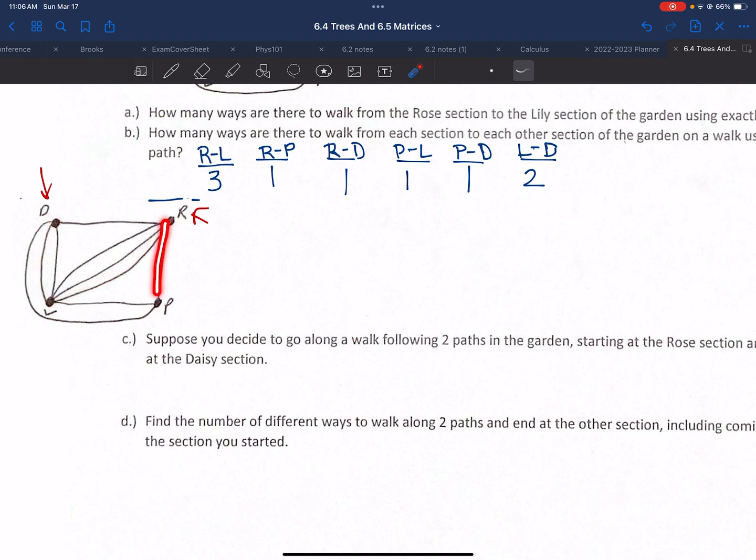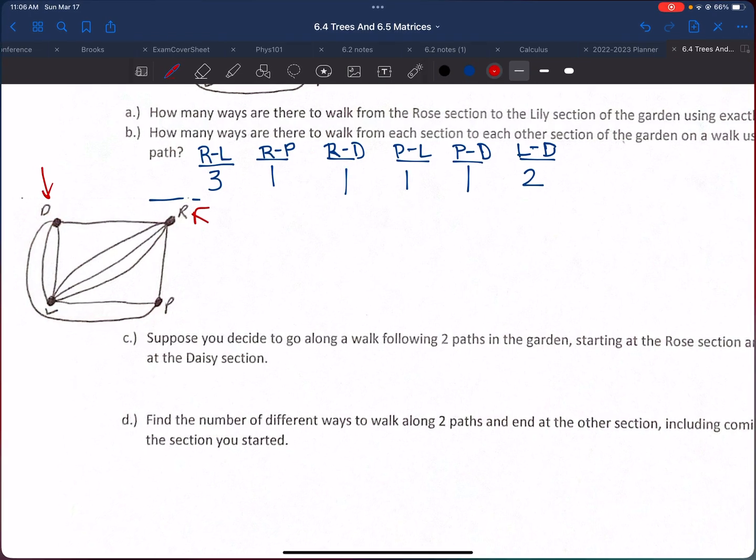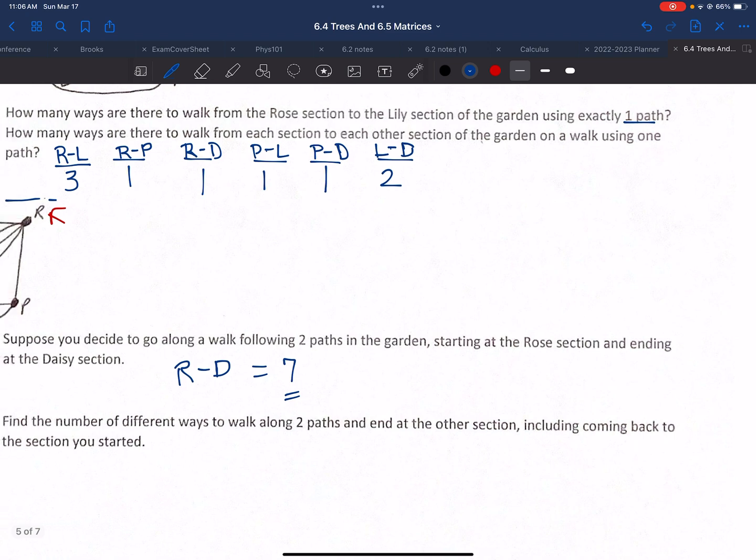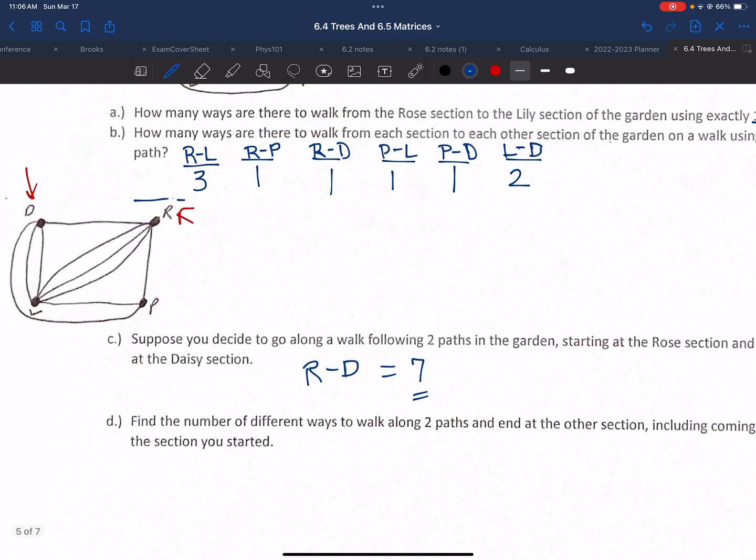I could go from rose to poppy and then poppy all the way over to daisy. So I have a total of 7. So to get from R to D, I have 7 pathways that I can take. So this gets to be a little bit more complex as we go. So find the number of different ways to walk along 2 paths and end at the other section, including coming back to the sections you started.